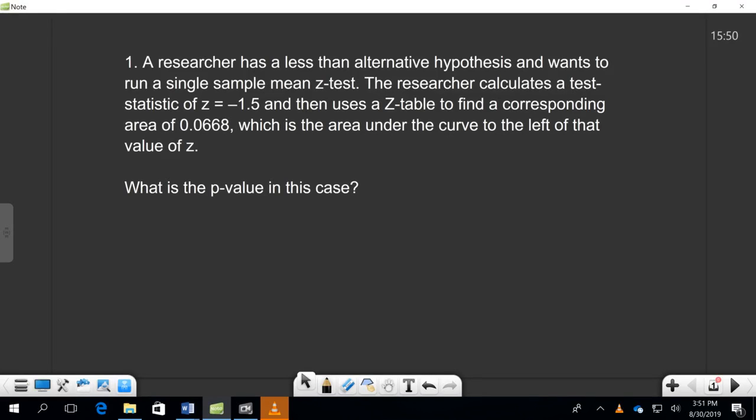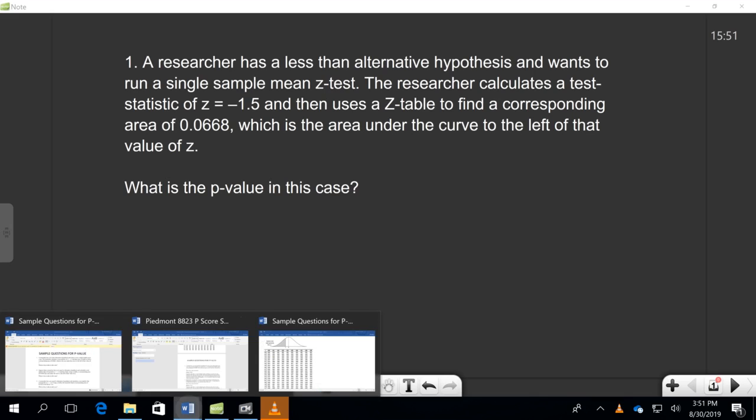First question. A researcher has a less than alternative hypothesis and wants to run a single sample mean z-test. The researcher calculates a test statistic of z equals negative 1.5 and uses a z-table to find a corresponding area of 0.0668, which is the area under the curve to the left of that value of z. What is the p-value in this case?